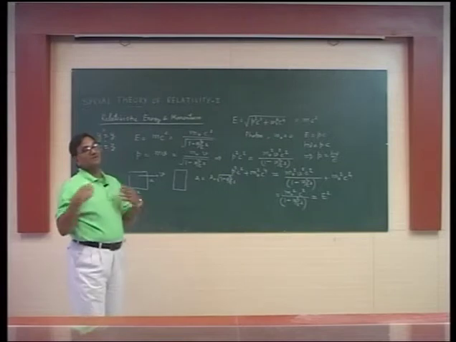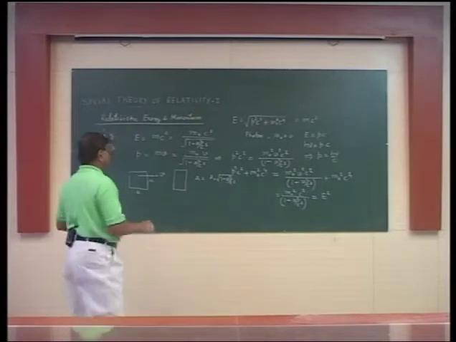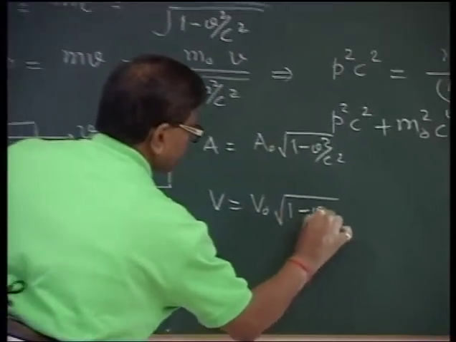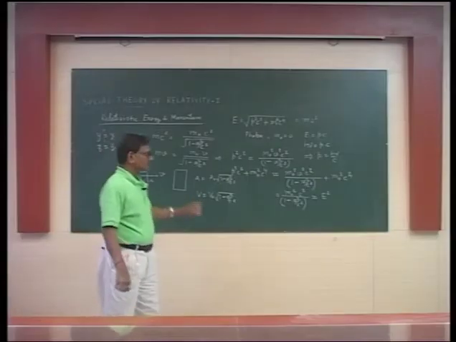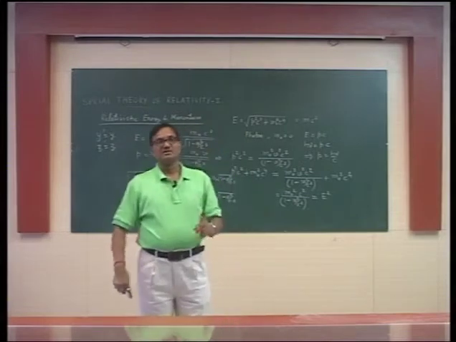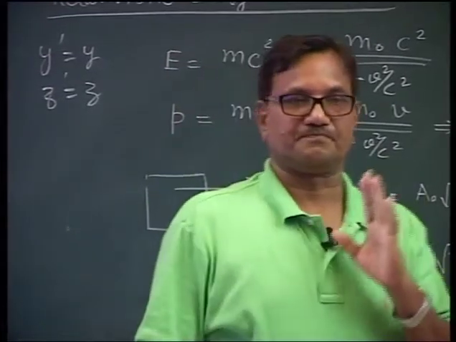Obviously, in case of volume also, only one dimension will contract and we can write V is equal to V0 under root 1 minus V square by C square. Volume will contract by a simple relation. Not all the three dimensions will contract. Only that dimension contracts which is in the direction of motion.